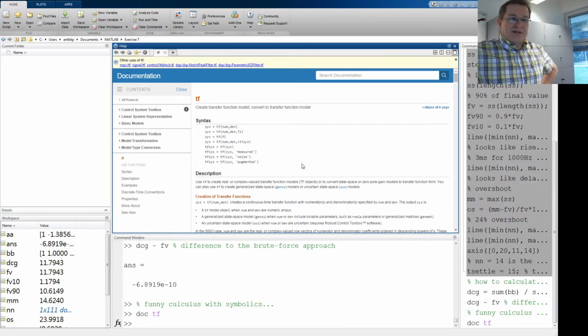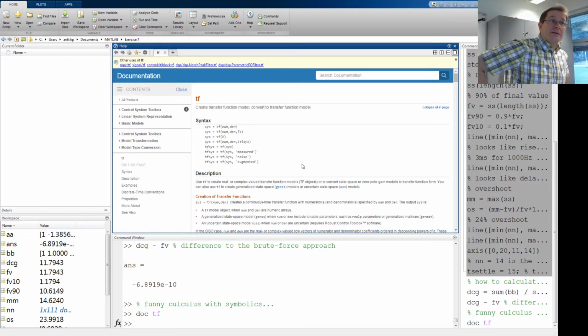TF, create transfer function model, convert to transfer function model. So basically, if you just make a system equals to TF numerator, comma denominator, and those are the numerator and denominator coefficients, b and a. But anyways, it looks a little bit different. Now it has quite nice tools.